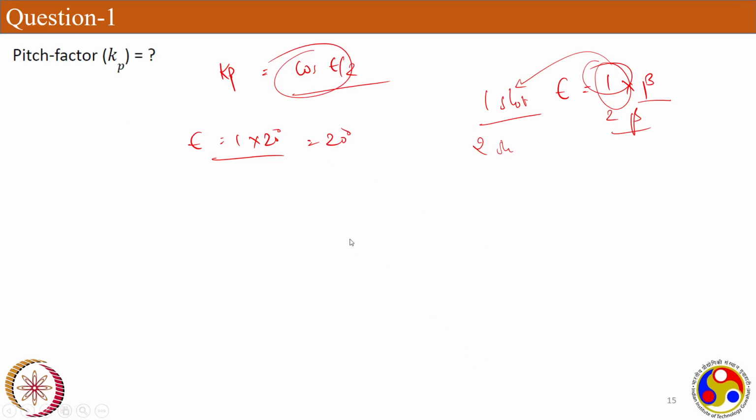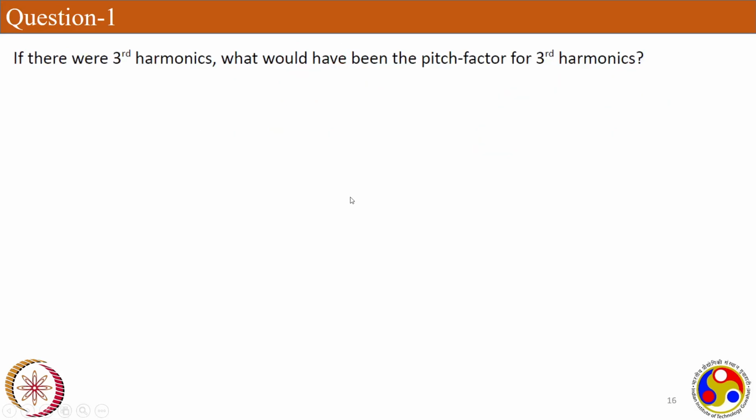Now, if there is any other question, like what is the pitch factor for the third harmonic to eliminate it, then it should be 3 times, third harmonic means 3 epsilon by 2, right? Yeah, the same question. Here we are asked, if there were third harmonics, what would have been the pitch factor for the third harmonic? So Kp is equal to cos 3 epsilon by 2.